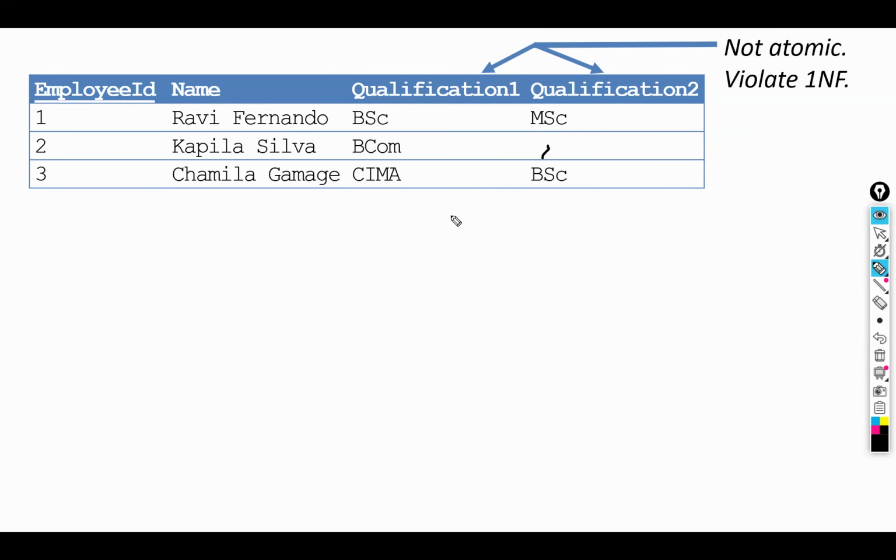So this guy has defined two fields called qualification 1 and qualification 2. Then someone will ask, what happens if you have qualification 3?